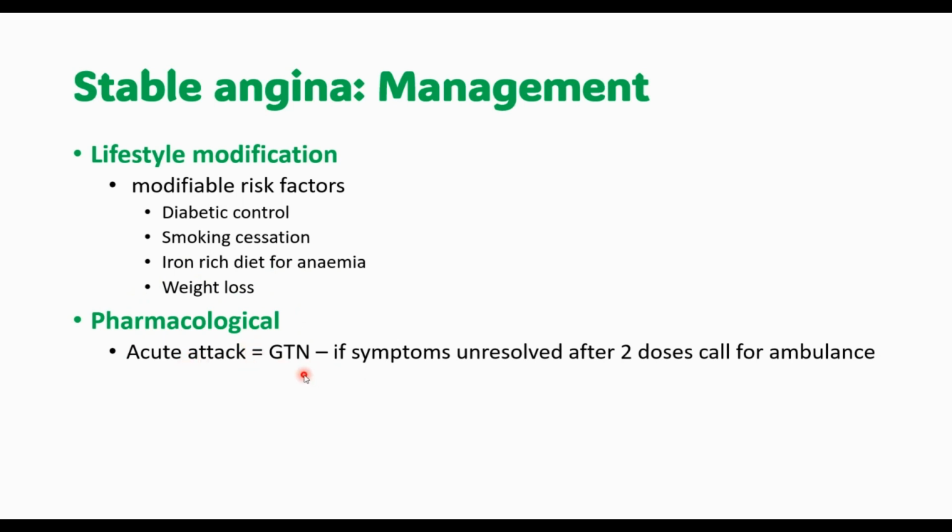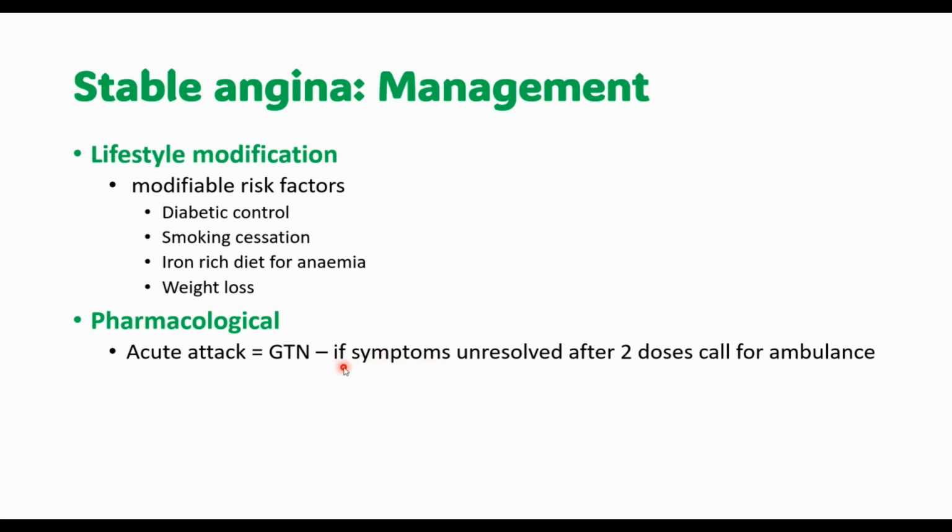So I've been talking a lot about GTN spray, and this is used in acute attacks when they have these acute episodes of chest pain. And how that's used is it's a spray, and you tell a patient to lift their tongue and spray the GTN under their tongue. You can do 2 sprays, and then you wait 5 minutes. If the pain is unresolved, you can do another 2 sprays, and if they still continue to have chest pain, it's important to then call an ambulance.